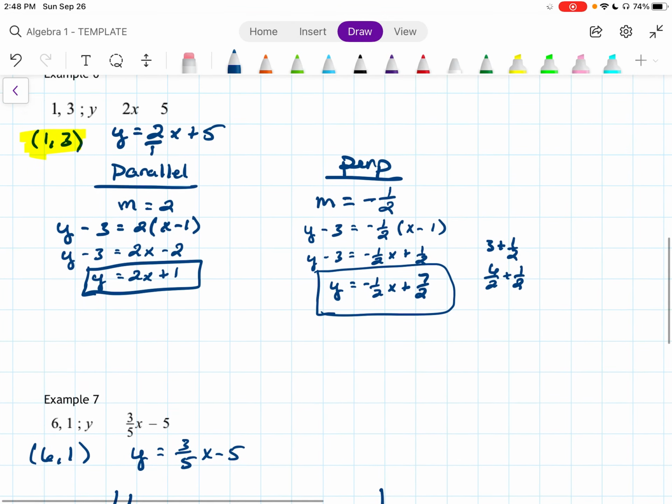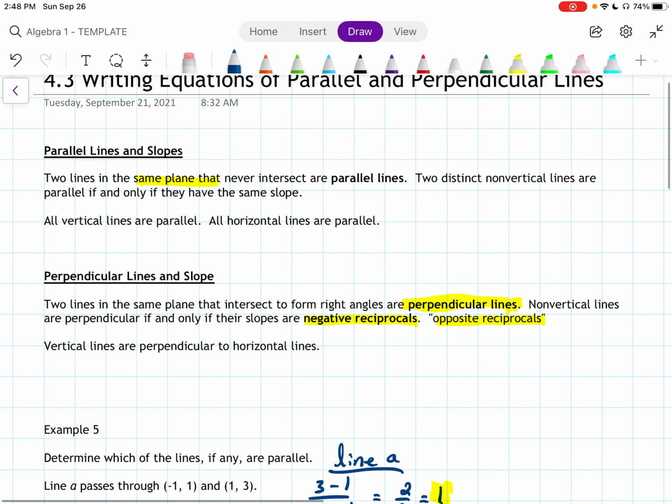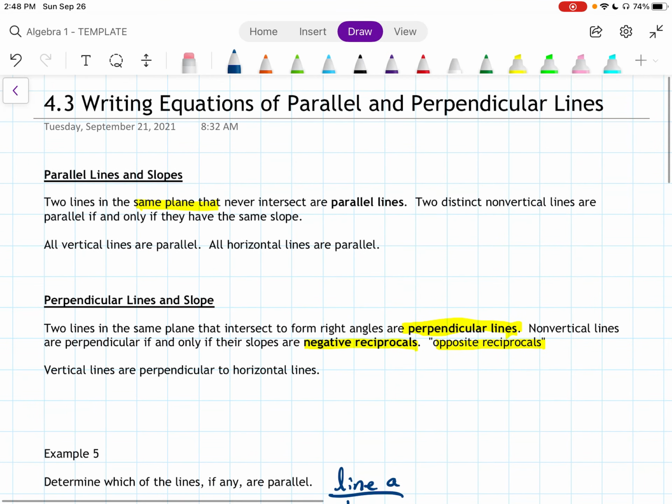All right, that is that. Make sure that we know what they are. They're opposite reciprocals, or you could think of negative reciprocals. All right, good luck on the homework.